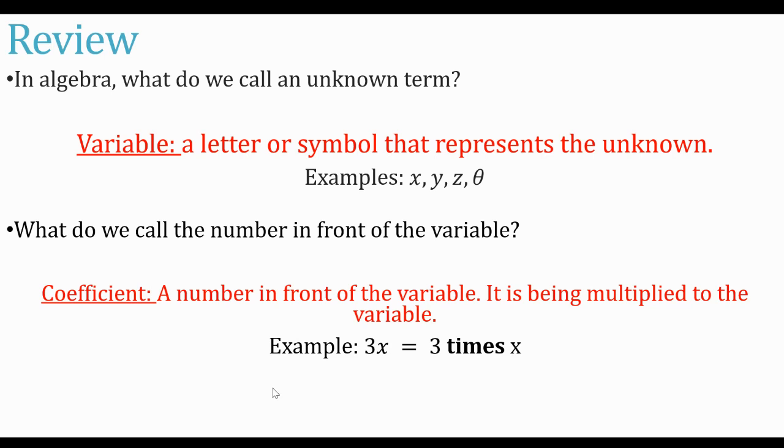So here's an example. 3x is the same as saying 3 times x. So 3 is our coefficient and x is our variable. So if we had 5y, that would mean 5 times y. If we had 3xy, that would mean 3 times x times y. So whenever they're directly written next to each other, that represents multiplication.